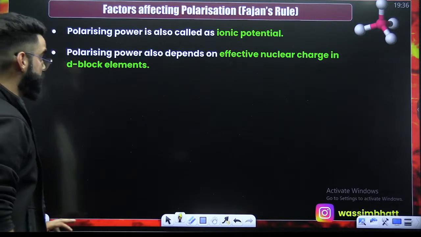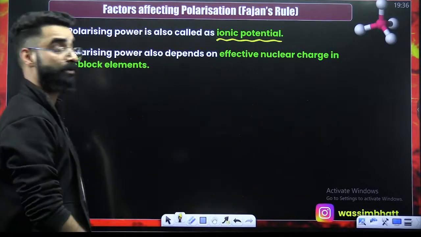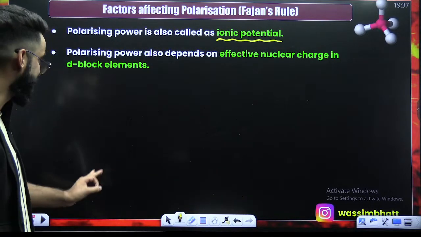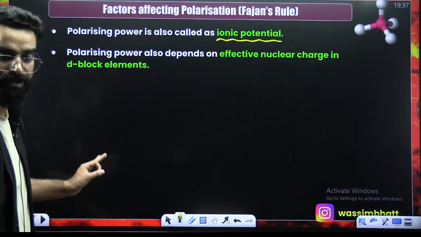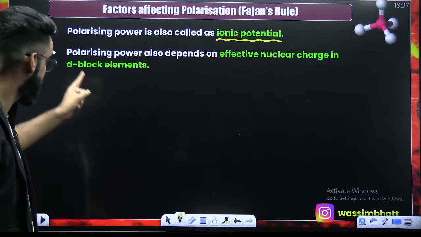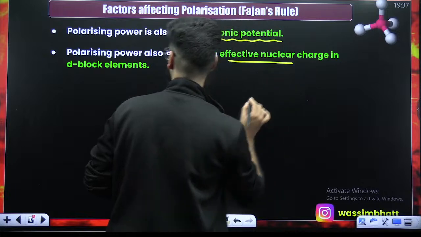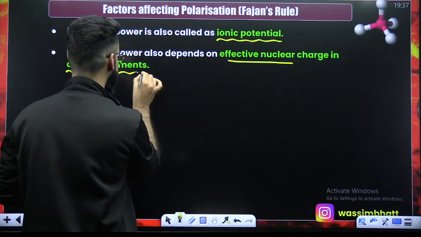Perfect. As I told you, polarizing power of cation is also called the ionic potential. Okay? And my dear students, remember one more simple thing. This will be helpful in a lot of questions. Polarizing power of cation also depends upon the effective nuclear charge when it comes to the d block elements.